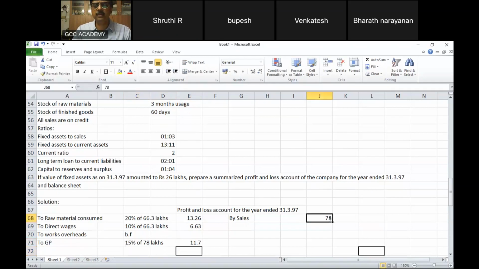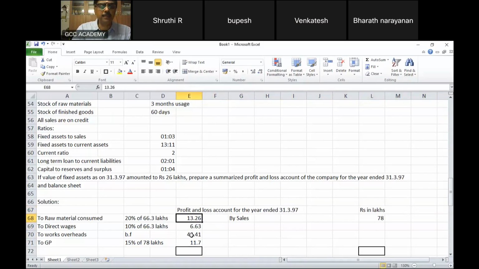Now the balancing figure is the works overhead. So what is the balancing figure? Can you tell me? That's your works overhead. Venkatesh, are you hearing me? Any doubts? No, sir. So what is the balancing figure, the works overhead? Good. 46.41 is the balancing figure. That's the right answer. So all of you are able to understand this? You have sales of 78 lakhs, all rupees in lakhs, okay?